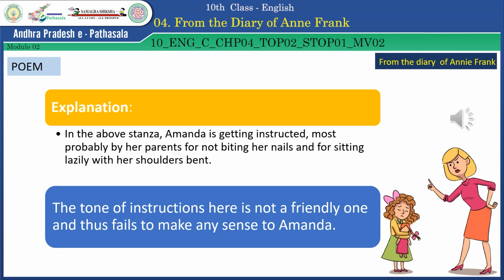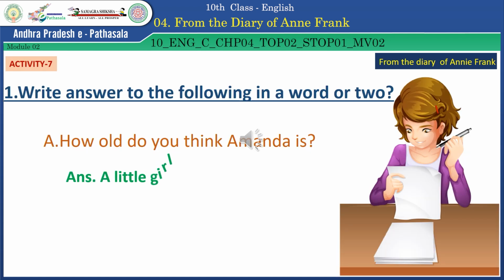Children, now you are going to do an activity. Get ready. Children, write answer to the following in a word or two. How old do you think Amanda is? Very good. Answer is a little girl. Very good, children. Let's see the second stanza of the poem.